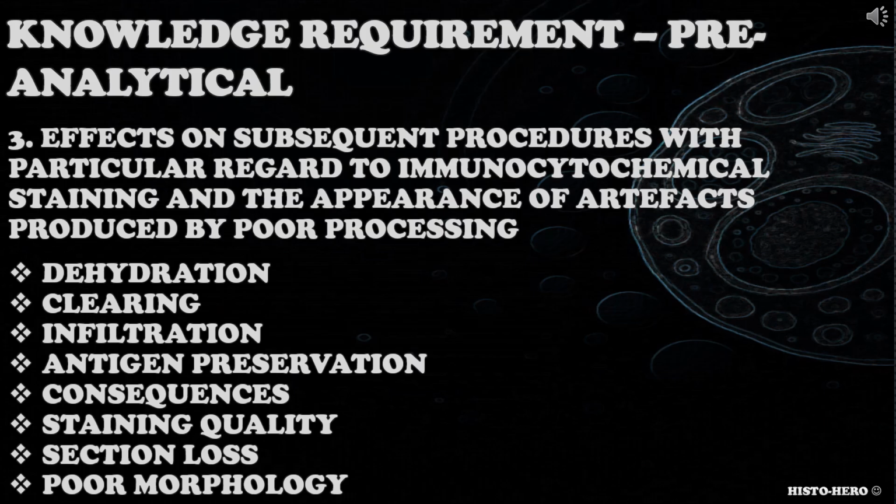Consider dehydration, clearing, paraffin infiltration steps of processing and their effect on antigen preservation. Think about the consequences of poor processing like antigen loss, antigen masking, variable staining intensity, nonspecific staining, background staining, compromised morphology, sections lifting and so on.